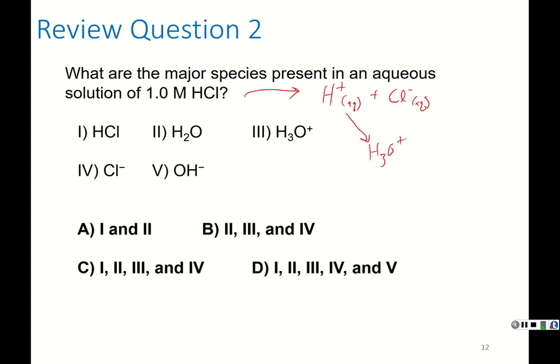Okay, so what do we have here? The major species. Well, do we have any HCl? No, it's completely dissociated. Okay, and it's completely dissociated into Cl minus and H3O plus. And the other species that's going to be present is the bulk water. So this would be choice 2, 3, and 4, which would be choice B.